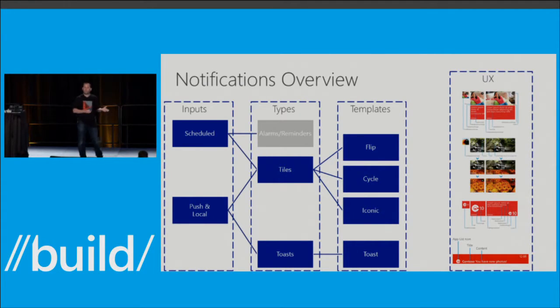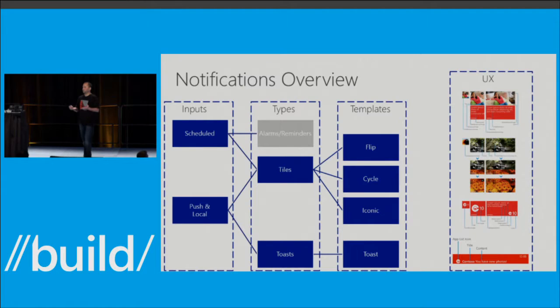Then from those inputs, you get to the types of notifications you can do. The first one in the top on the gray box is alarms and reminders. I'm not going to spend time talking about that today, but it hasn't changed too much since Windows Phone 7.5, so there's plenty of documentation on MSDN to look up about that. But in short, alarms and reminders are just what they sound like.